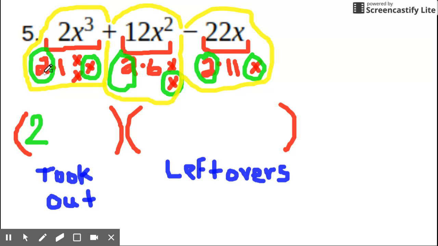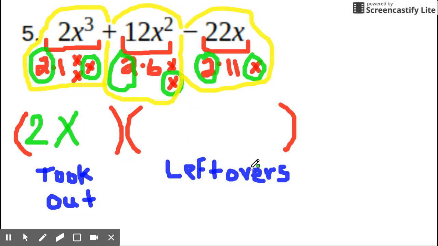Okay, and then everybody had an x they could give me. Why couldn't I take out 3 x's or 2 x's? Remember, this last piece could only give you an x. That's the most it could give you. So that's the most you could take out. Everybody can give you at least 1 x. And that's all I could take out.